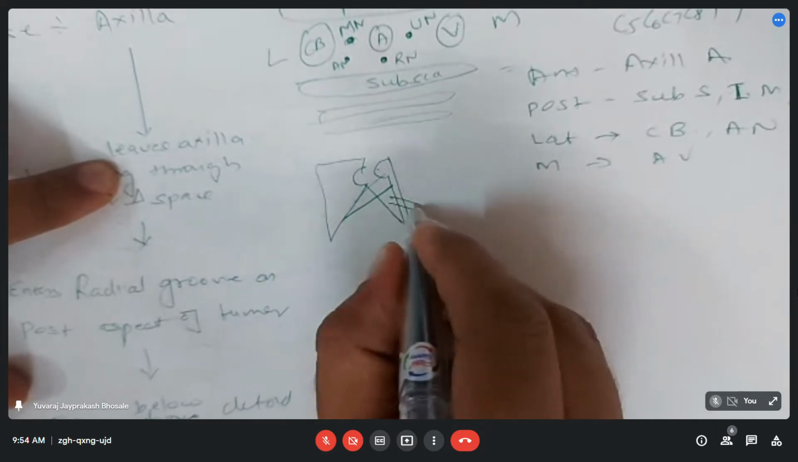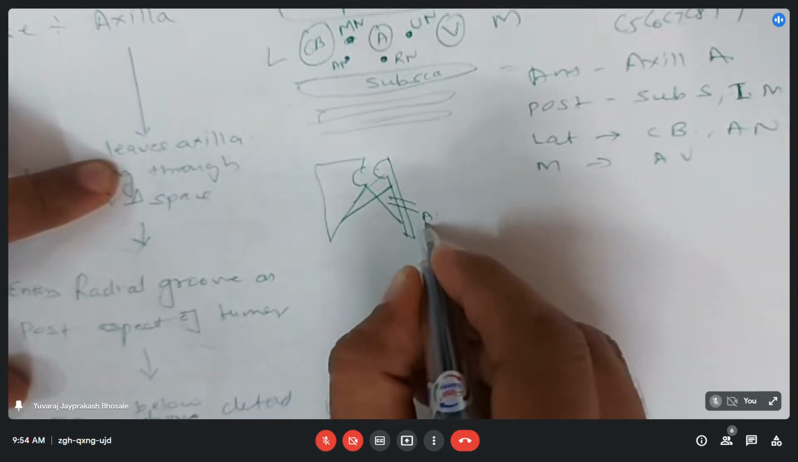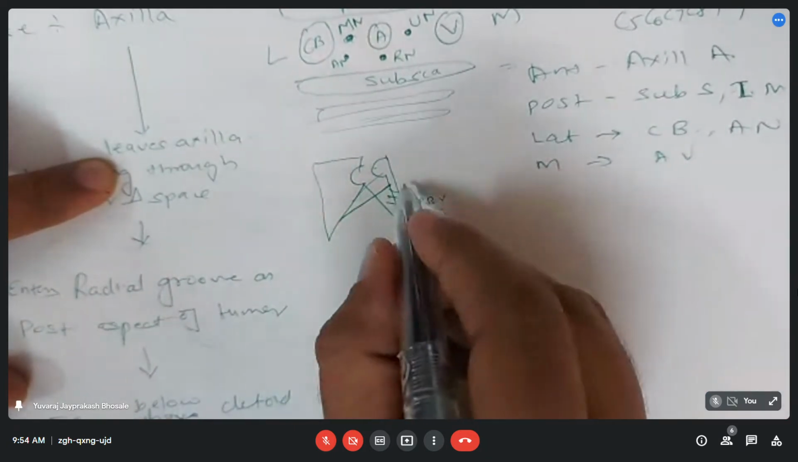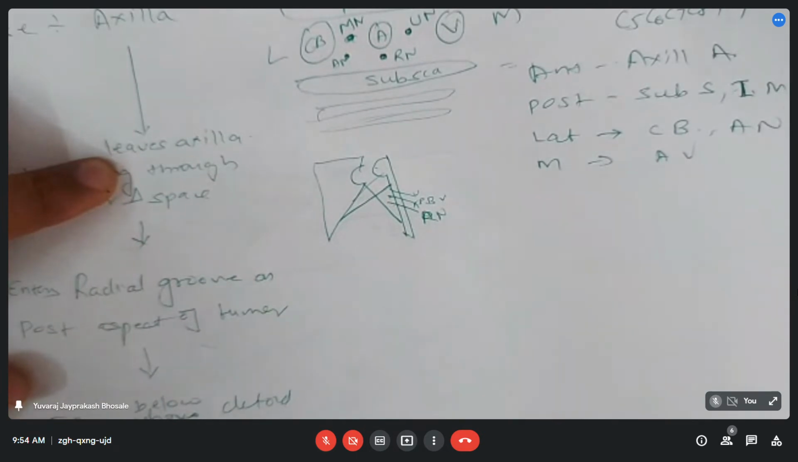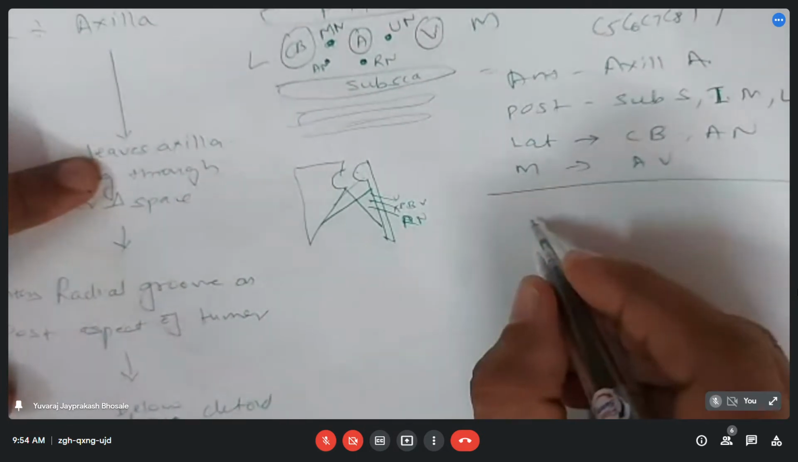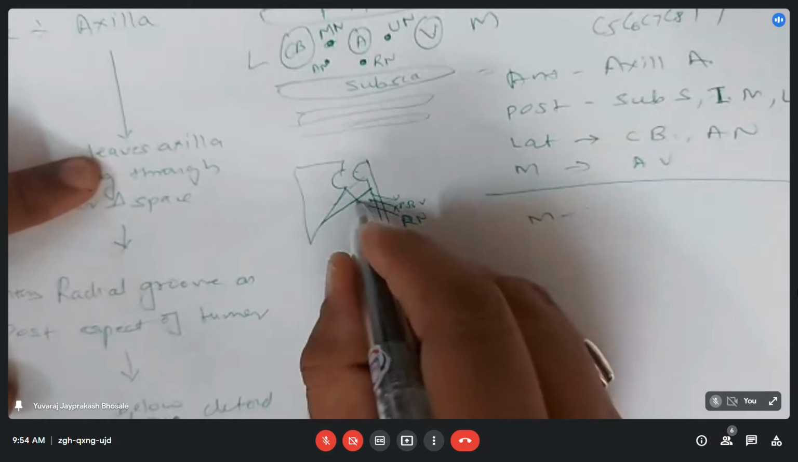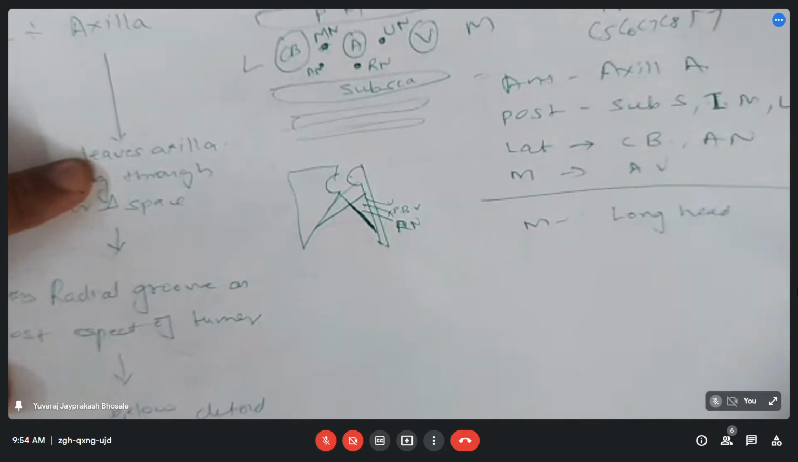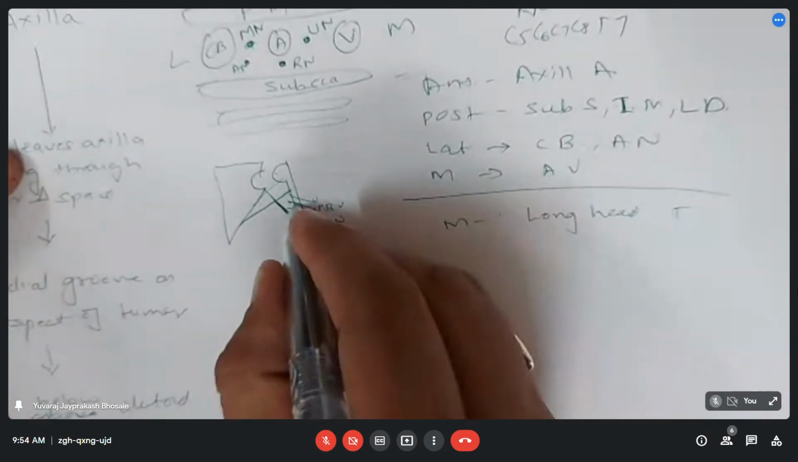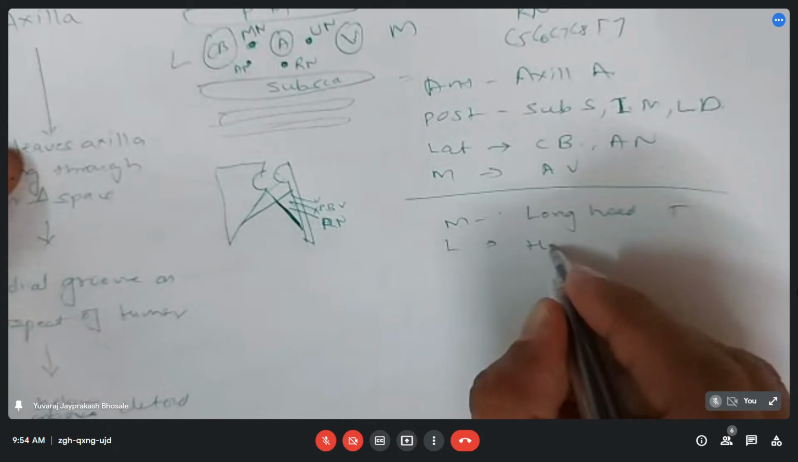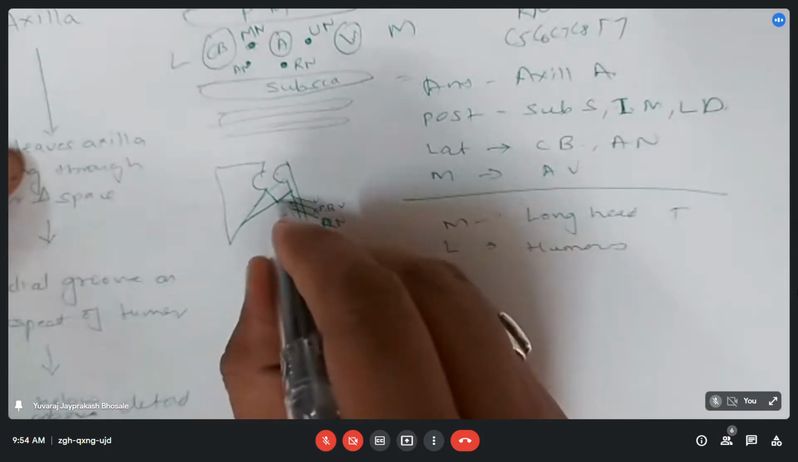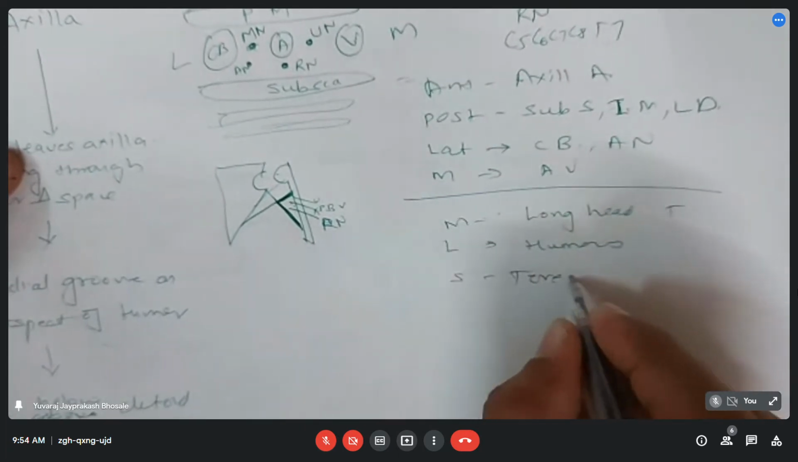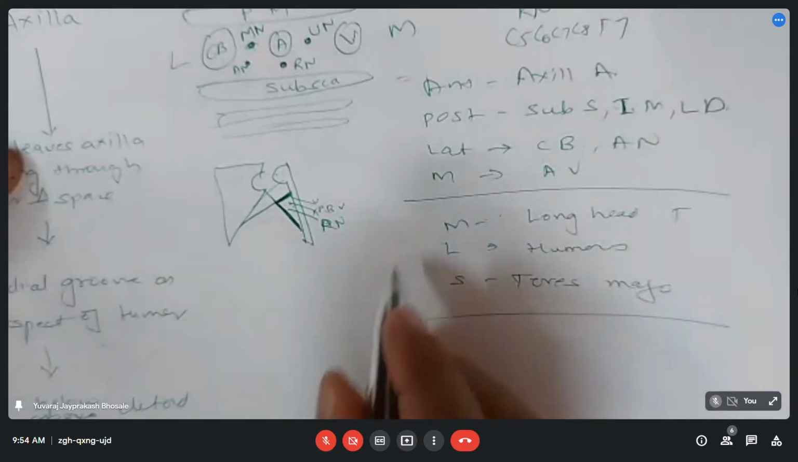So here the radial nerve is coming with the profunda brachii vessels. I am writing vessels: there is an artery and there is a vein. Okay. So what are the relations here? Medially is the long head of triceps. Laterally is the humerus. Superiorly is teres major. I have written the relations of this part.